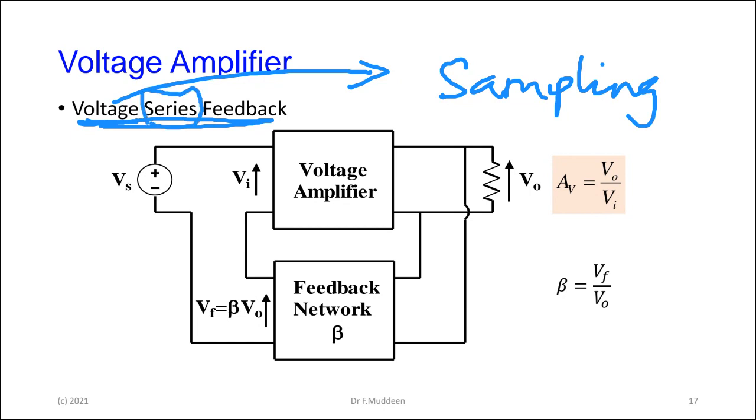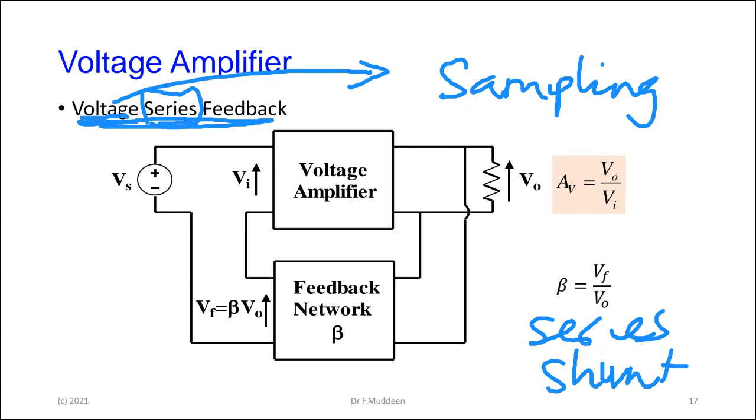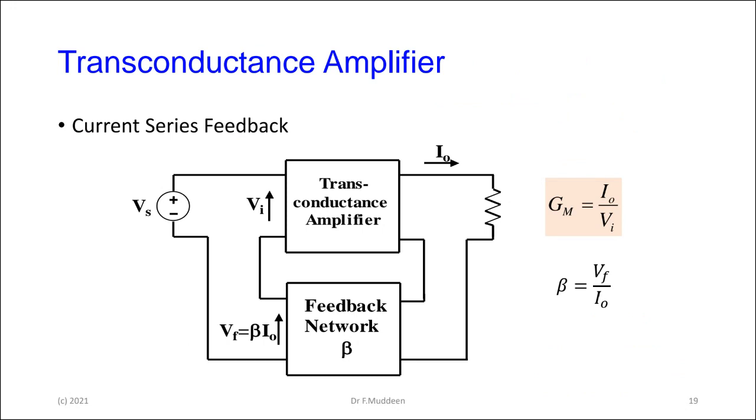The second term has to do with what you're sending back. Voltages go back in series, currents go back in shunt, right? So when you see voltage series, it means I'm sampling voltage and feeding back voltage. Later on, current series means I'm sampling current, series means I'm feeding back voltage, and so you go on.